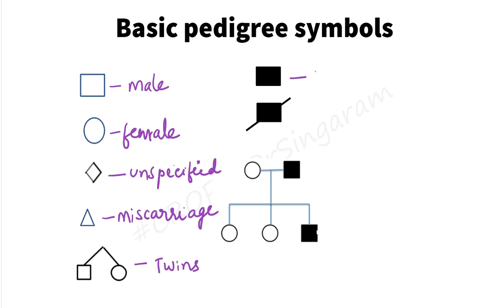This indicates that the person is affected with the disease. Whenever you completely shade it, it means the person is affected with the disease. And when you put a cross across, it means the person has died. The cross indicates the person has died. Now, what is the next one?